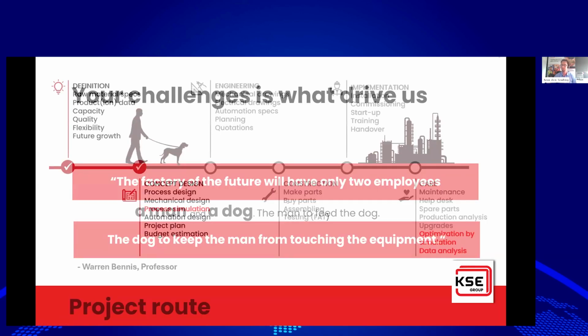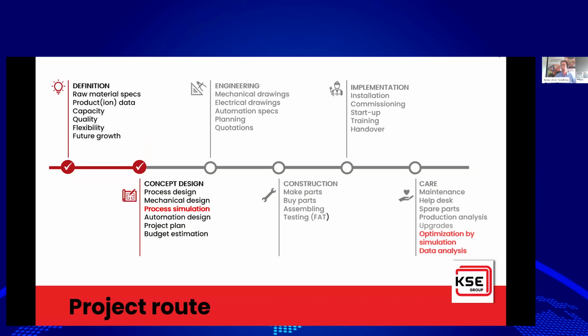If we then look at simulation, where does it come in our process? Now, when we design a factory and manufacture it, we always take this timeline. So the first stage, we really define the project. What do we need? What should be the capacity? What are the building requirements? Will there be future growth in the production, etc., etc. We get this all from the client, and then we're going to design it. So we design the process, but also the mechanical part.